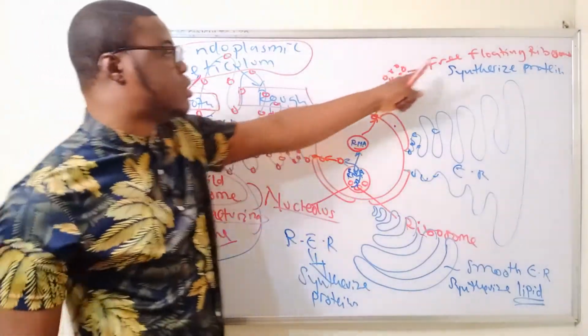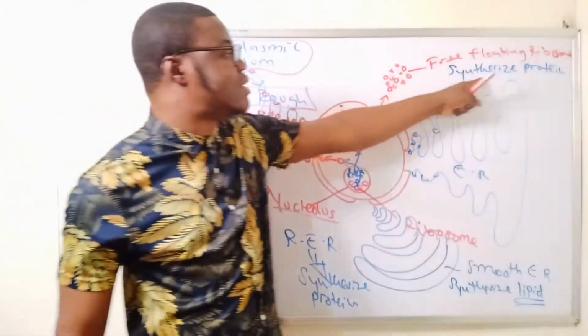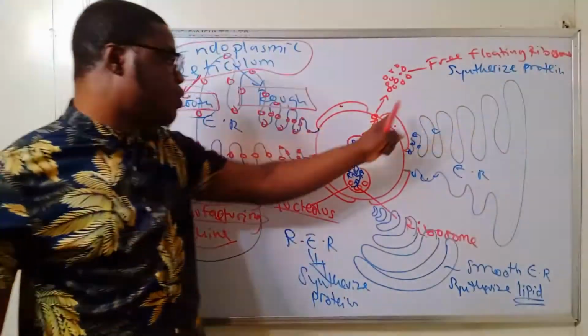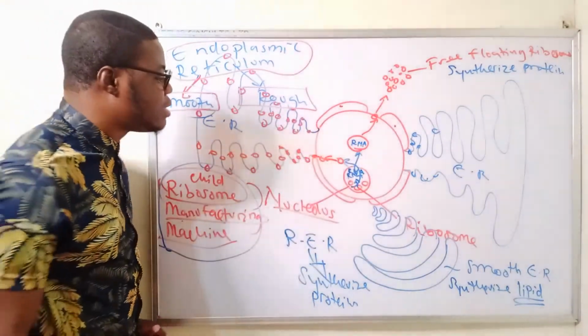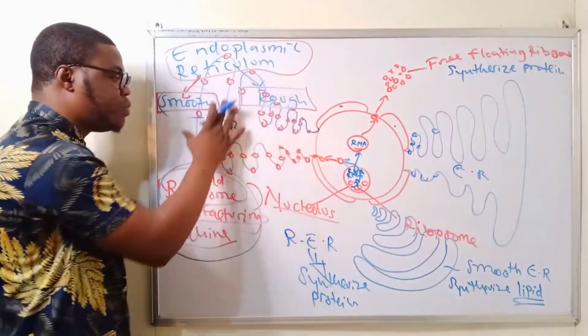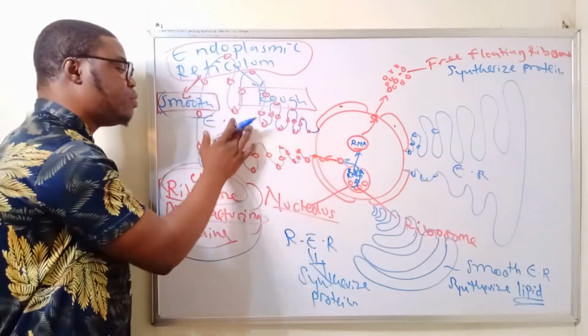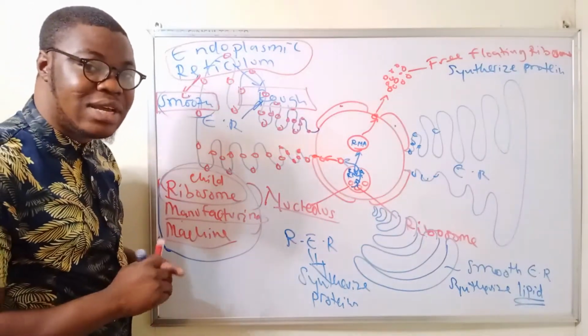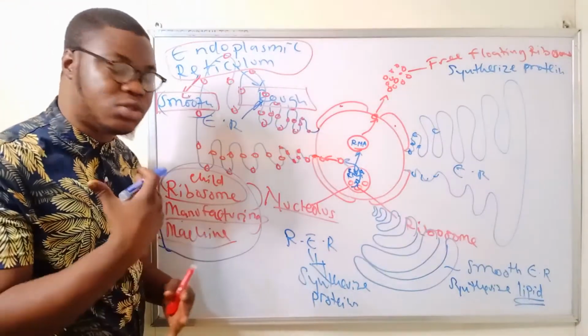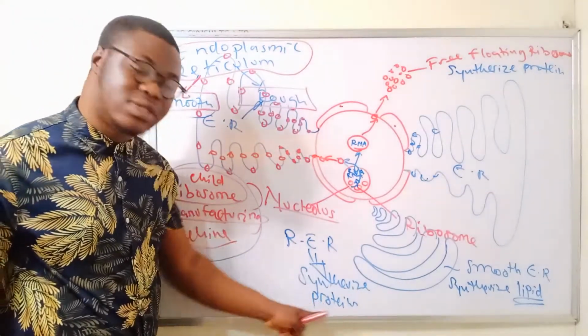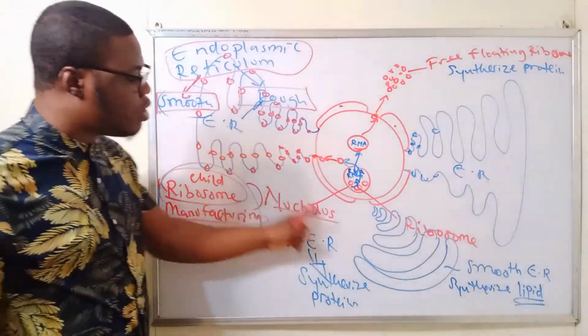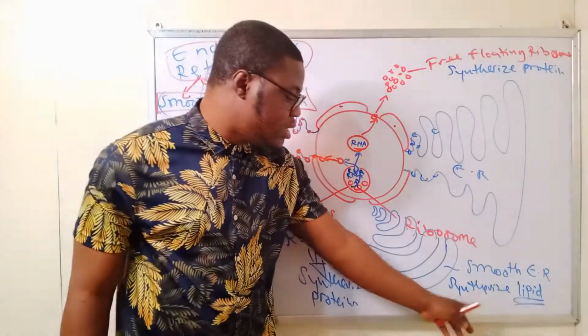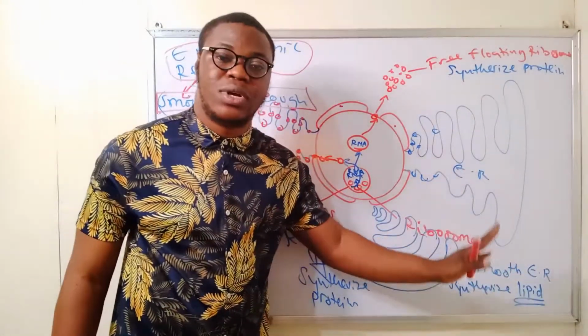And then they are called the free floating ribosomes. And their function is to synthesize protein. Why? Because they contain RNA. And after that, we said some are going to be attached to endoplasmic reticulum, thereby turning the endoplasmic reticulum into rough endoplasmic reticulum. And because of that, the function of the rough endoplasmic reticulum is to synthesize protein. And after that, the function of the smooth endoplasmic reticulum is to synthesize lipid. As simple as that.